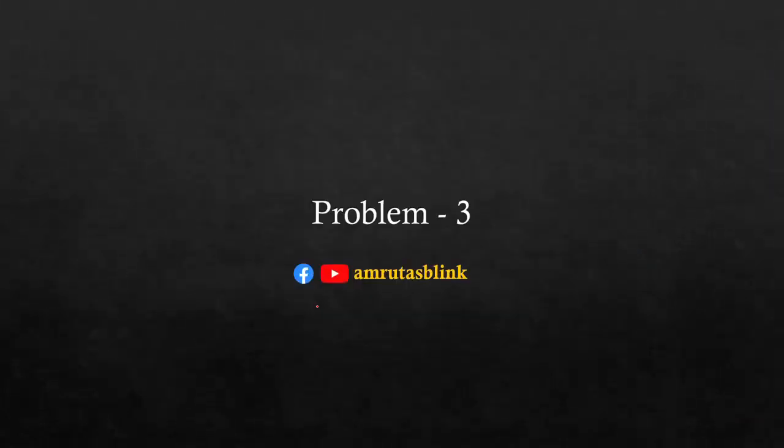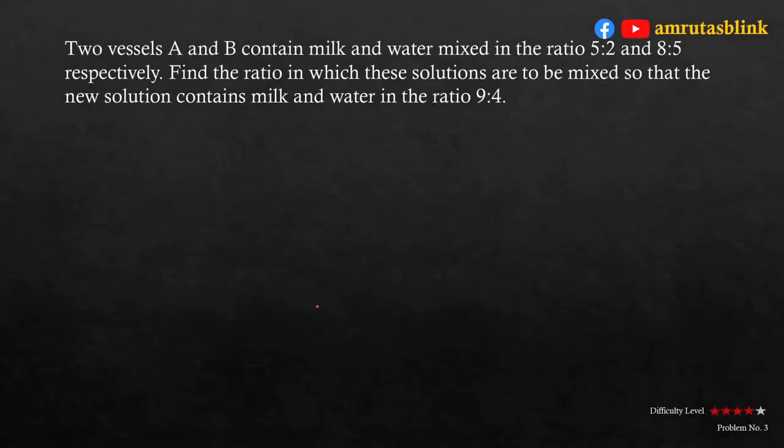Moving next to problem number 3. 2 vessels A and B contain milk and water mixed in the ratio 5:2 and 8:5 respectively. Find the ratio in which these solutions are to be mixed so that the new solution contains milk and water in the ratio 9:4. 2:7, 1:2, 7:2, 2:1.